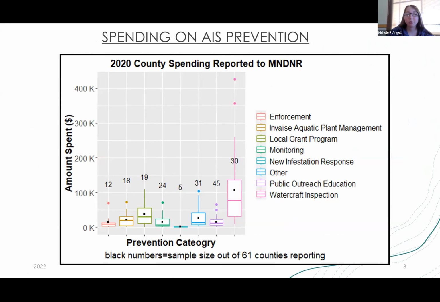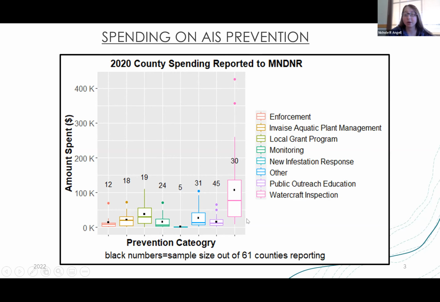So here's a graph showing 2020 county spending reported to the Minnesota DNR on different aquatic invasive species prevention efforts. This data was obtained via a voluntary reporting program, so not all counties reported, but of those that did, we can see some interesting trends. On the right here are the different categories that they're spending their money on. And I think the category that stands out most to me is this one right here, this watercraft inspections category.